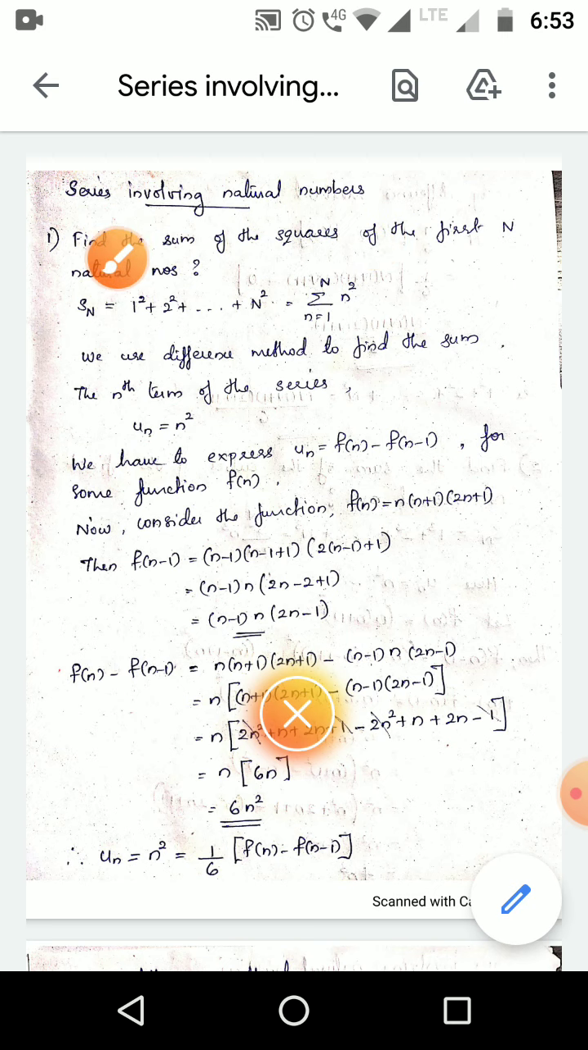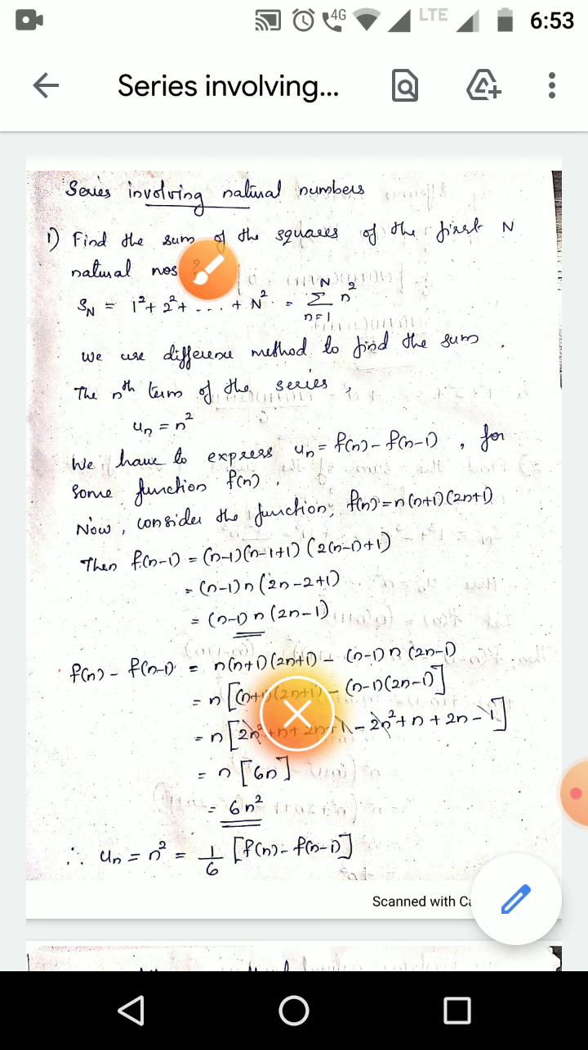Look at the question. Find the sum of the squares of the first n natural numbers. We already know the sum of the first n natural numbers is n into n plus 1 by 2, and the sum of the squares we have already studied. The sum of the squares of the first n natural numbers is n into n plus 1 into 2n plus 1 by 6.